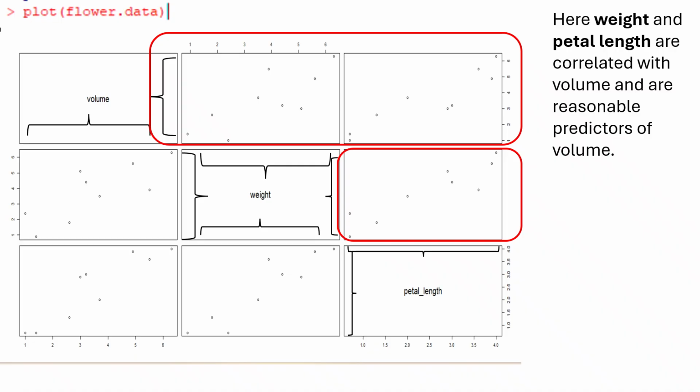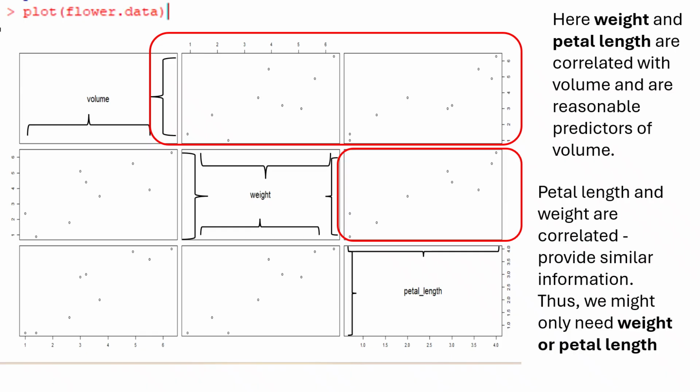In case of this graph, where the y-axis is weight and the x-axis is petal length, we can see that the petal length and the weight are correlated. That is, they provide similar information. If one of them would increase, the other would increase. If one of them would decrease, the other would decrease. They would provide similar information. They would have similar effect on the data. Thus, we might only need weight or petal length. We only need one of them.